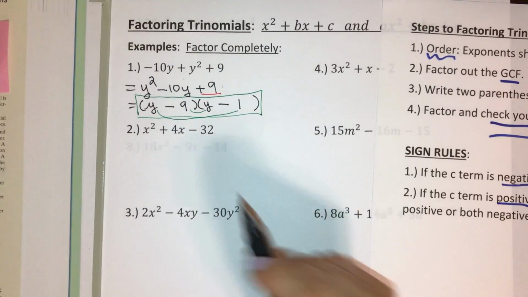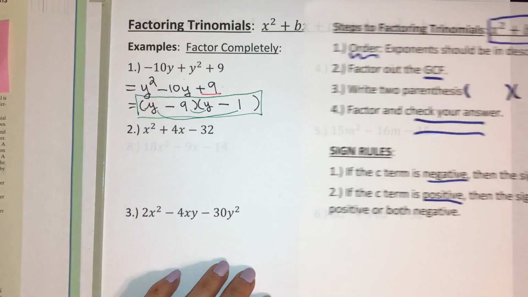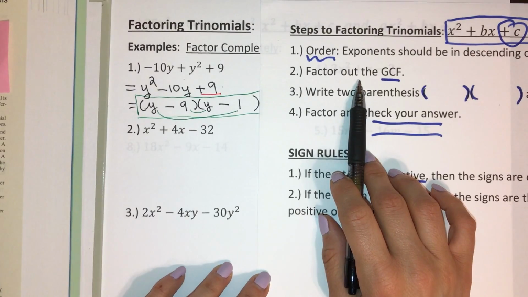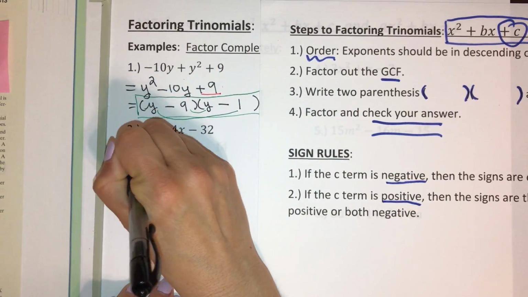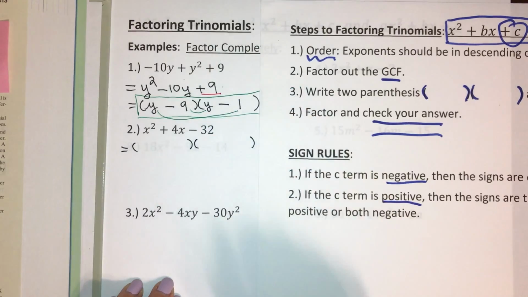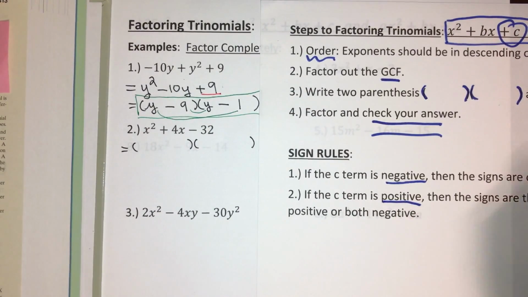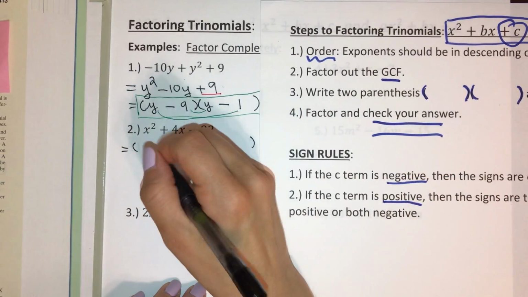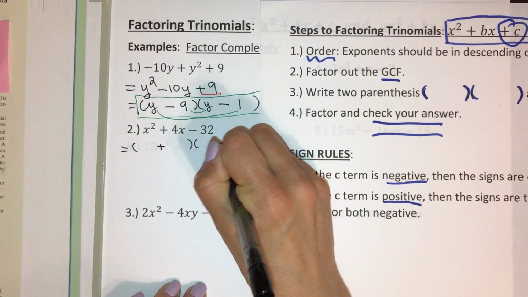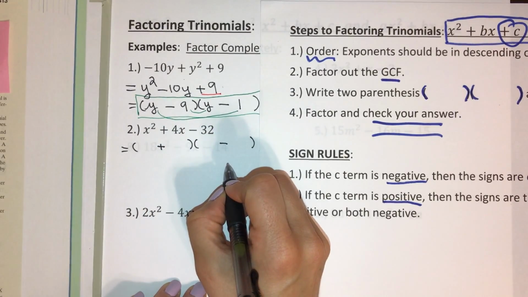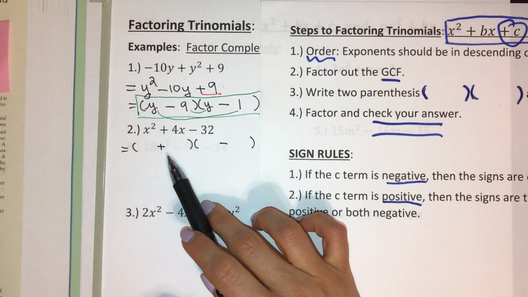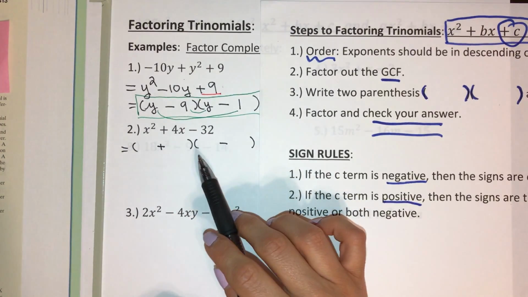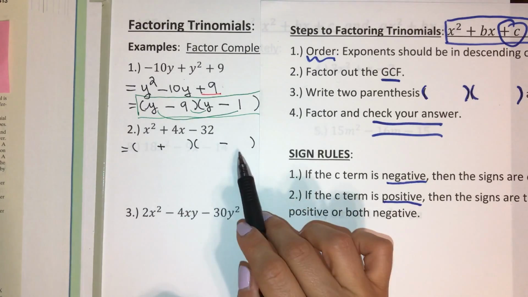Let's take a look at the second example. This one, we already have the correct order. There is no GCF, so we just write 2 parentheses. And then we need to figure out the signs. The last term here is negative, so I know that one should be positive, one should be negative. There should be opposite signs. I don't know which of these should come first. It doesn't really matter. You just need to make sure you put your factors of 32 in the correct place.